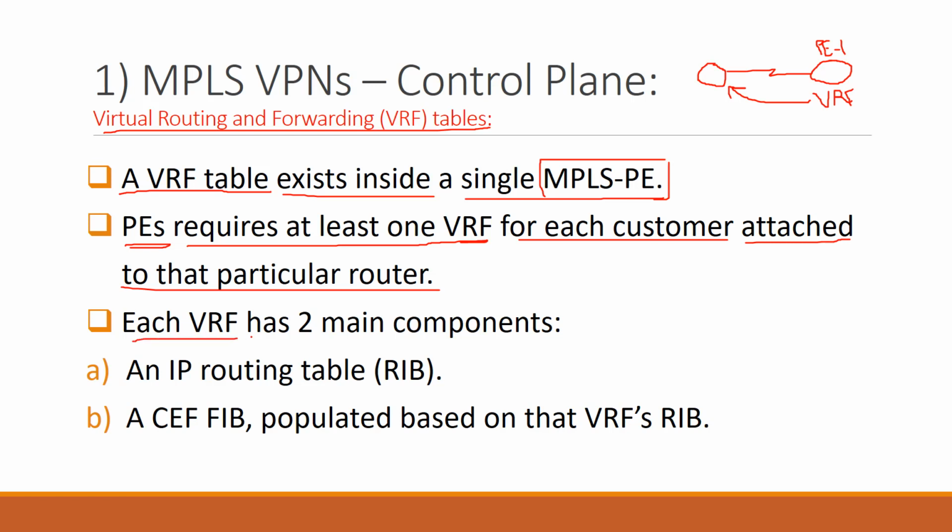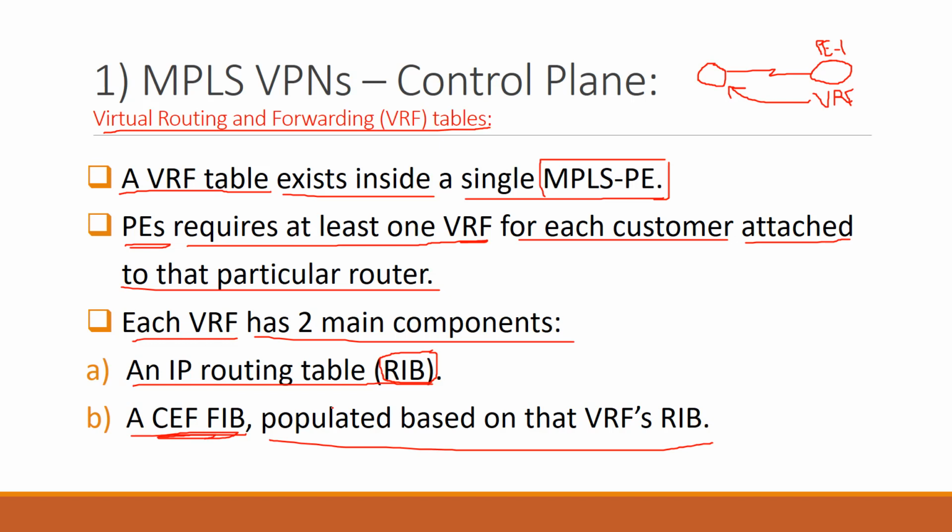So each VRF has two main concepts. What are the concepts of the VRF? It has an IP routing table called RIB, like the normal routing table, and it uses a CEF forwarding information base populated based on that VRF's RIB, because you know the CEF forwarding information base comes from the routing information base. So the VRF has these components, the RIB and the CEF FIB.